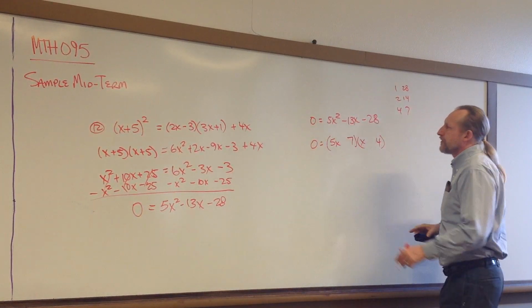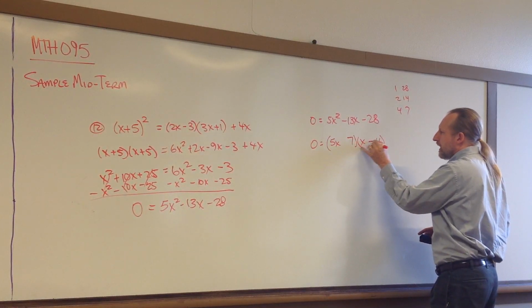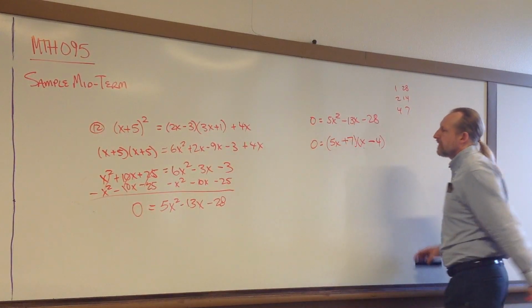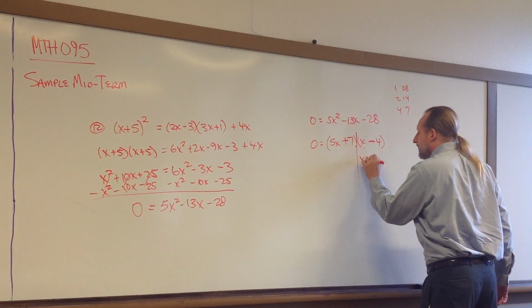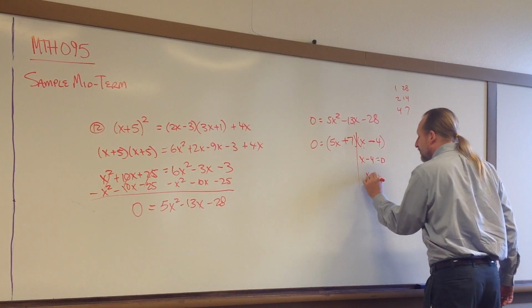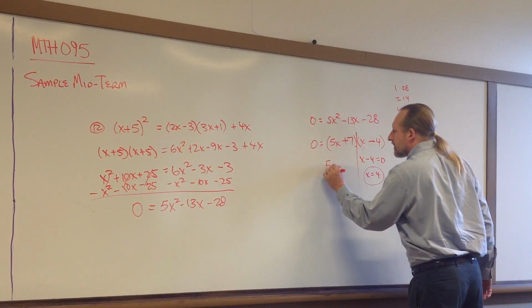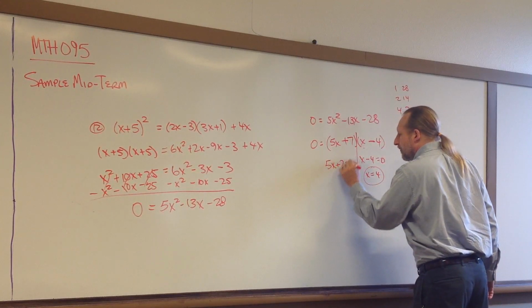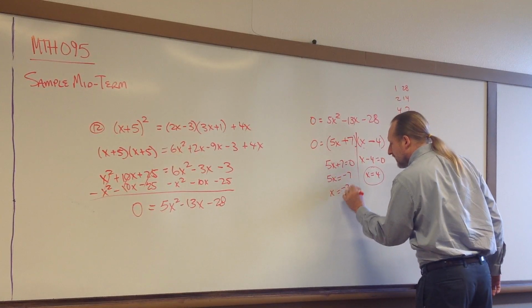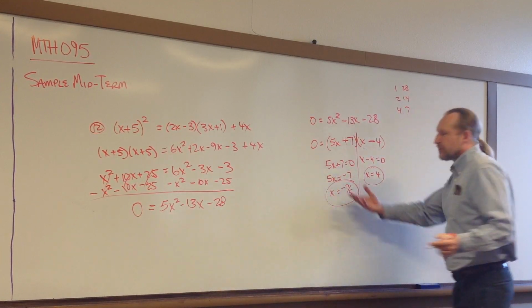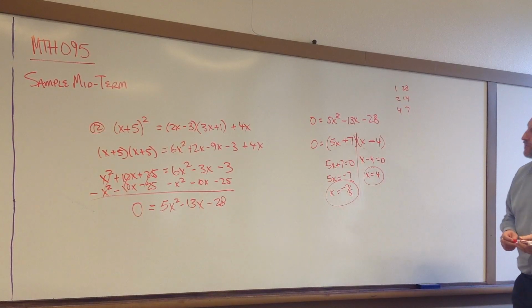Now we need a negative 13, so the 20 has to be negative. 7 has to be positive. And again, this is an equation, so we're not quite done yet. We need to set each piece equal to 0. And so we get x could be 4, or x could be negative 7 over 5. This is a nice terminating decimal. If you want to express it as a decimal, that'll be negative 1.4.